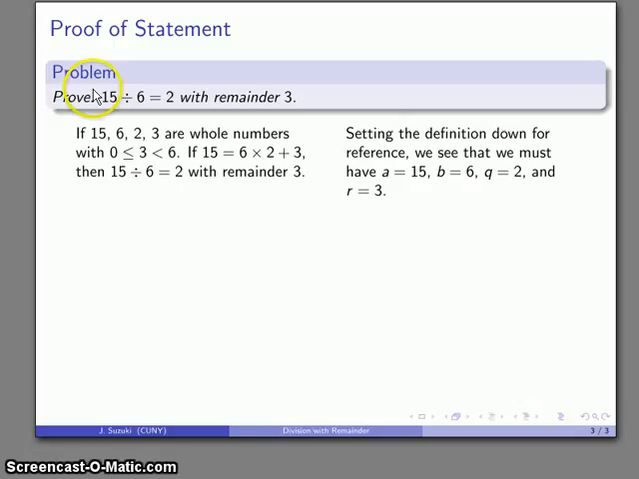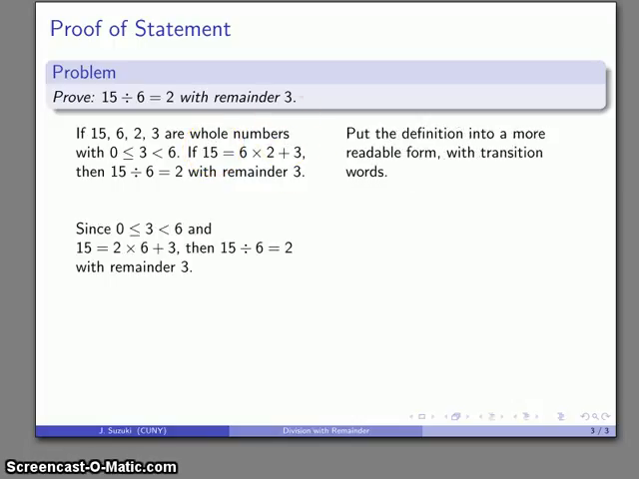So substituting the terms of what I want to prove into my definition, I get the following statement, and let's clean that up so it makes a little bit of grammatical sense. Maybe I'll say something like, since 0 is between 3 and 6, and 15 is 2 by 6 plus 3, then 15 divided by 6 is equal to 2 with a remainder of 3. And again, because multiplication and addition are part of my definition of division with remainder, I don't really have to go into a lot of detail about knowing why that's true. I can simply claim that it's true.